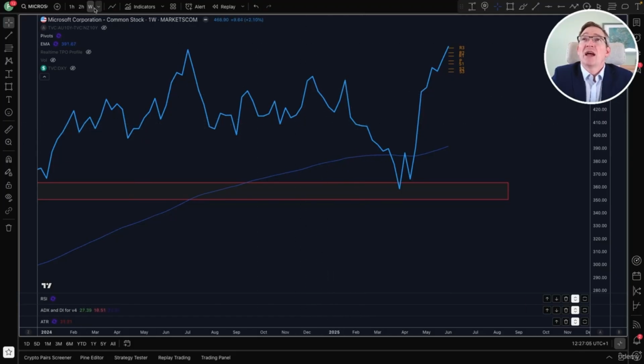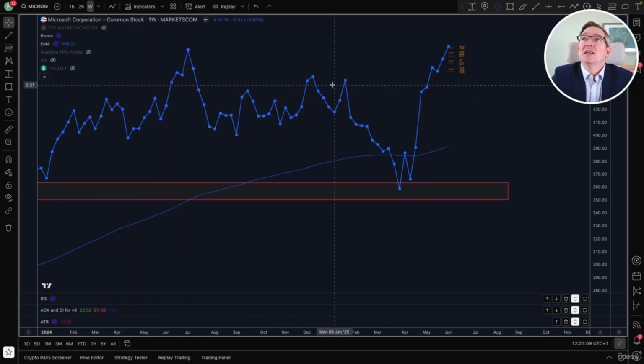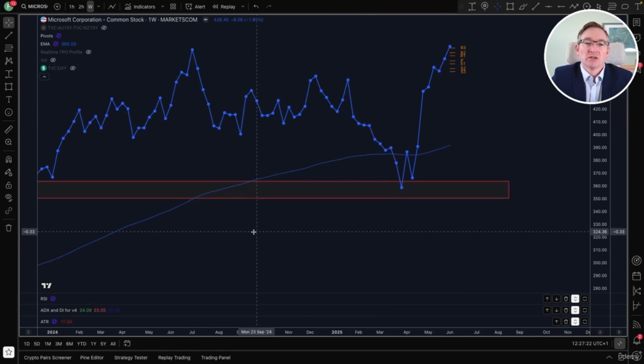So if you wanted to have that made really clear, just put the markers in, and the marker shows, okay, it was closed there, that was the close for that week, that was the close for that week, and then the lines are all joined. So very good for long-term investors.